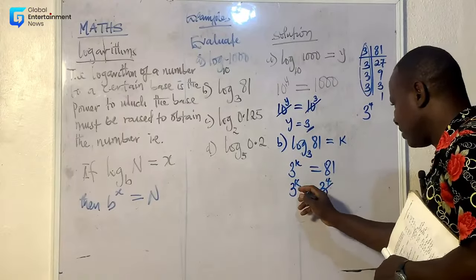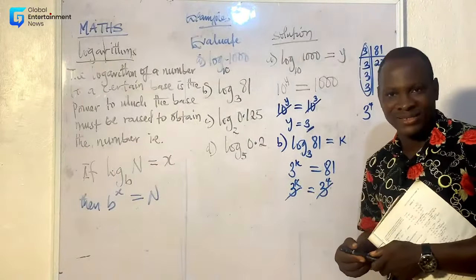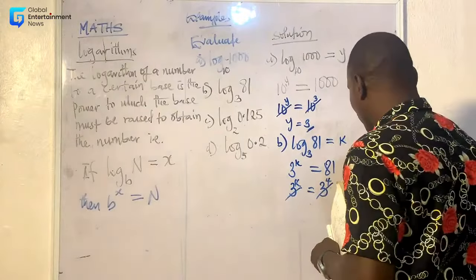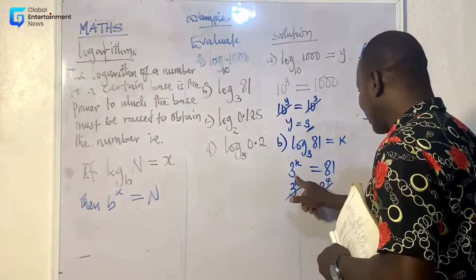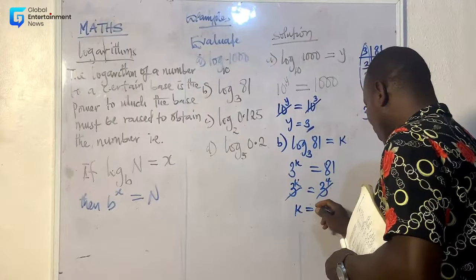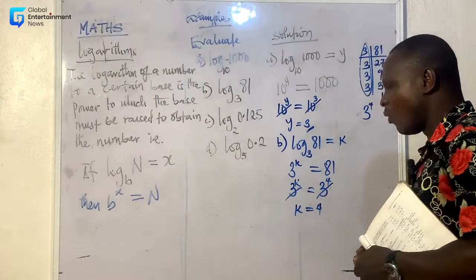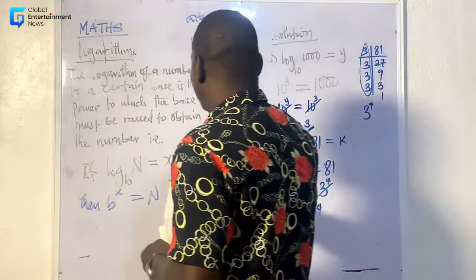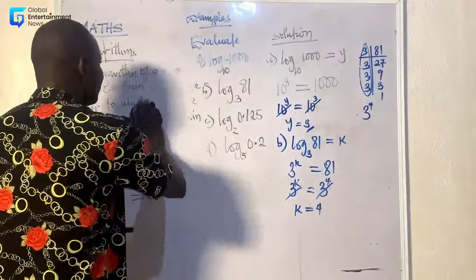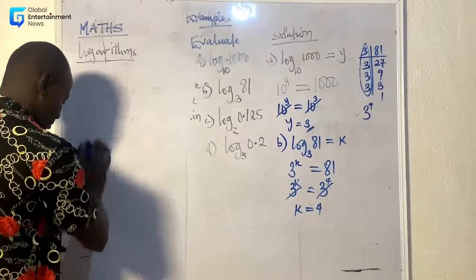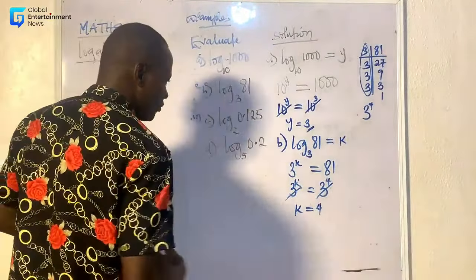Definitely this 3, we cancel this 3 because the bases are equal. And once the bases are equal, we have to cancel them. And what is left now? The power. We have K is equal to 4. That is example number 2. Then example number 3. Remember, the topic is logarithm.